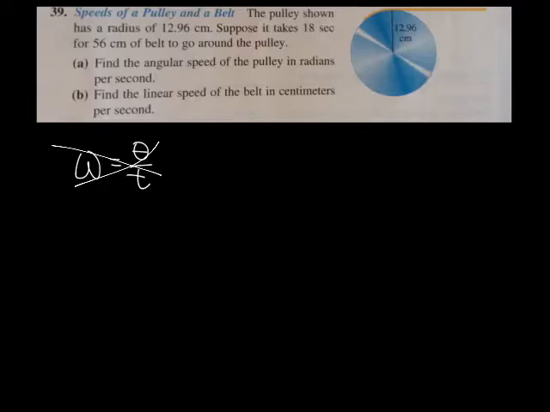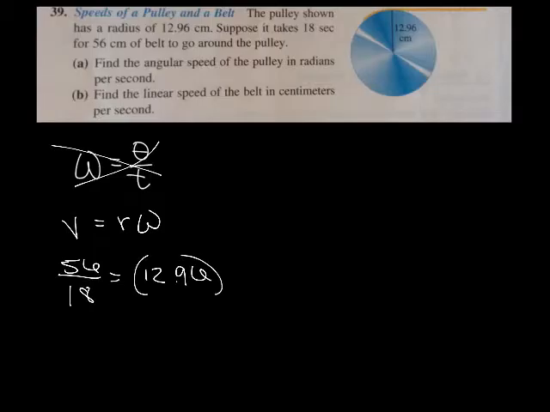So I look back and see, okay, what other formulas do I have? If you look down at the bottom of page 117, you've got a couple other formulas. We have velocity equals r times omega. Okay, so we are given a velocity, because velocity is distance over time, right? So we have 56 centimeters over 18 seconds. That's our velocity. And we also know a radius, don't we? 12.96.